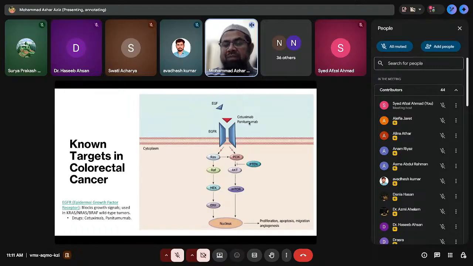Both have the same target, but one of them is humanized. Antibodies have two chains, right? If you remember the Y-shaped structure, one arm is from the humanized one and the other one is from the mouse. Cetuximab is entirely derived from the mouse. And then there are downstream pathways. So we already have these drugs, but still there is not much improvement.